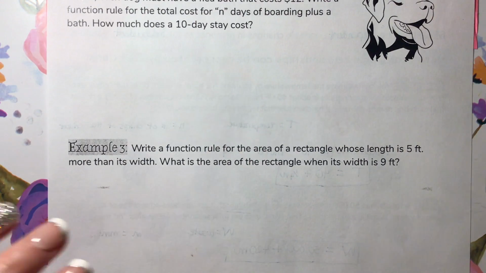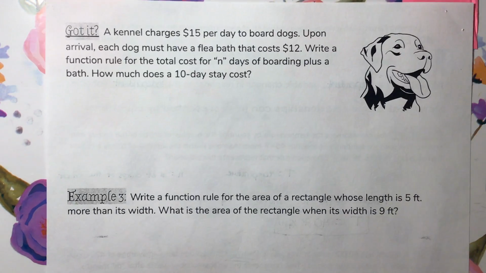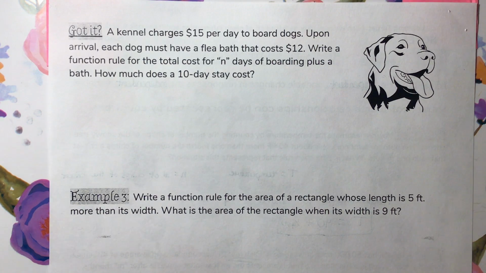Let's look at a couple more word problems. This one says, a kennel charges $15 per day to board dogs. Upon arrival, each dog must have a flea bath that costs $12. Write a function rule for the total cost for N days of boarding plus a bath. How much does a 10-day stay cost?